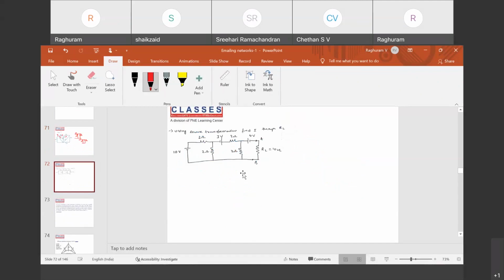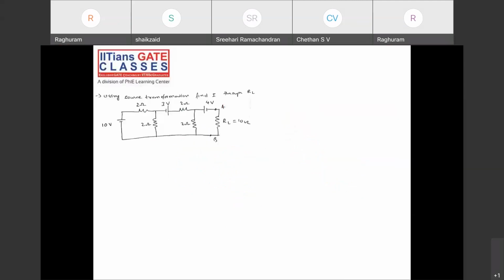Try to do this. Use the source transformation technique. Find the current through resistor RL, the load resistance RL. Use the source transformation technique. So what is the source transformation technique?